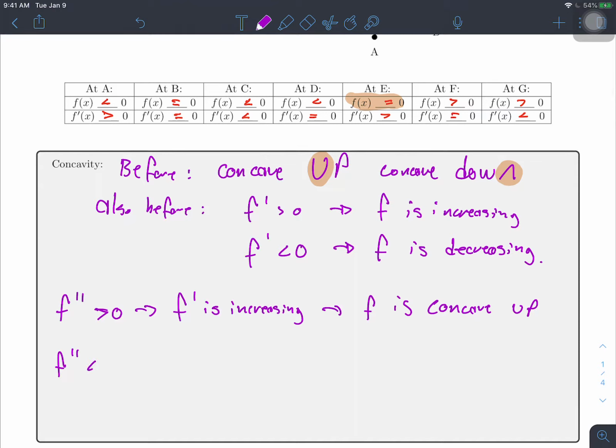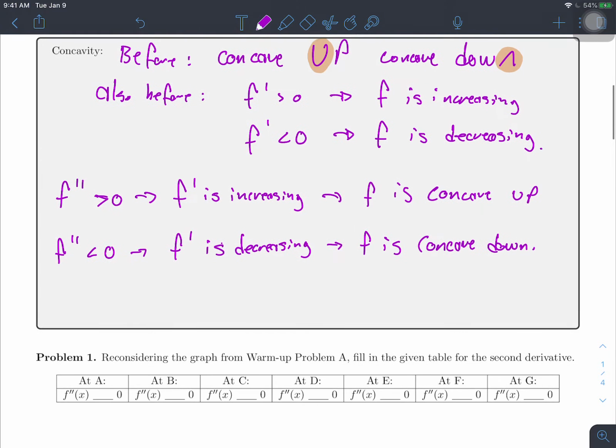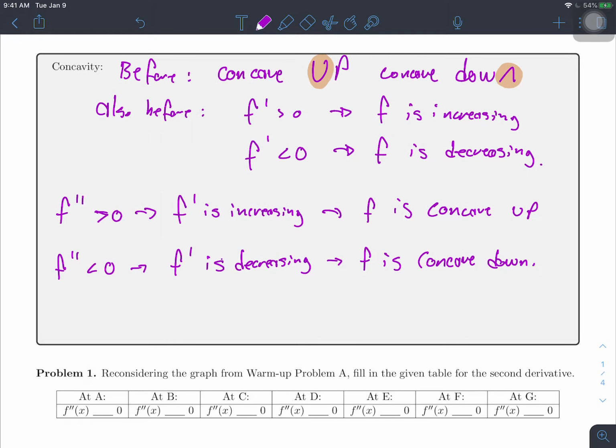Likewise, if we have f double prime less than 0, this tells us that f prime is decreasing, which tells us that f is concave down. Okay, so now we've got a more rigorous way to check whether something is concave up or down than by just looking at the graph. I think a lot of students struggled with determining where things were concave up on the exam problem.